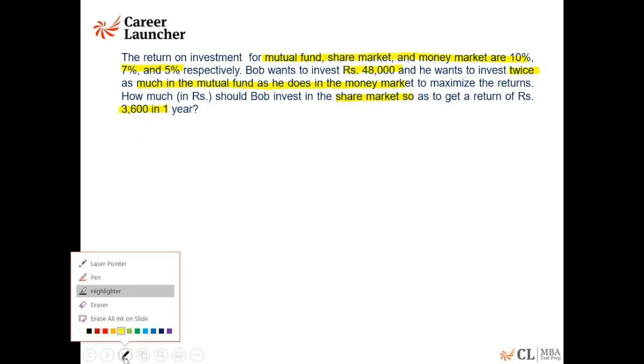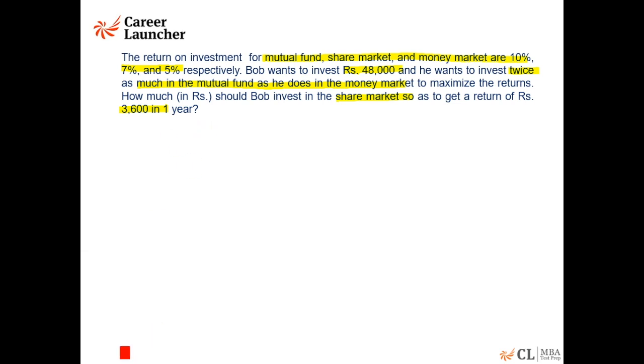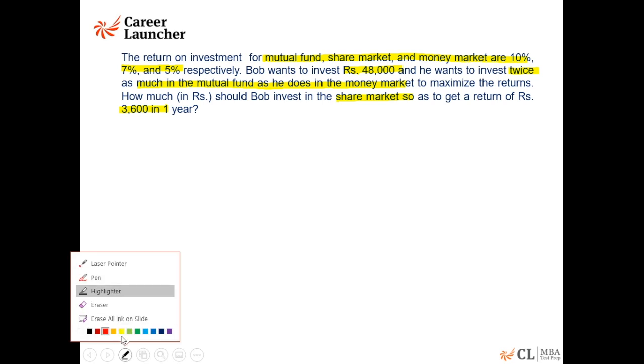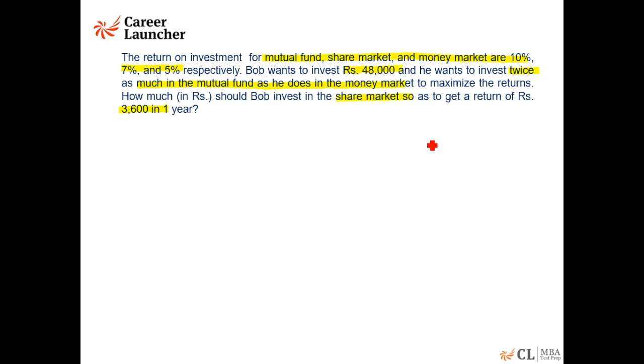Now, what is the percentage return he is looking at? He wants 3,600 in 1 year on an investment of 48,000. So, if it is 3,600 on 48,000, it is going to be 7.5%. 36 by 48 is 3 by 4. And 10% is 4,800. So this should be 7.5%. So the return that he is looking for is 7.5%.